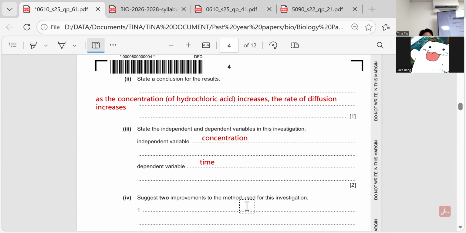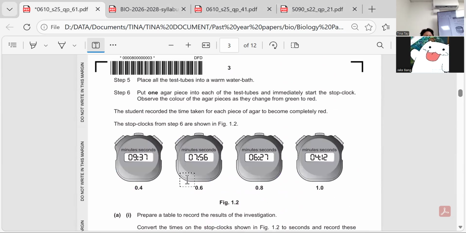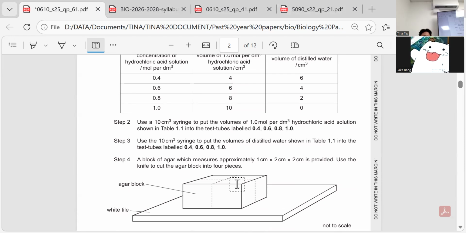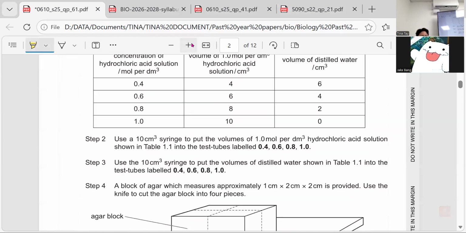So just two improvements. All right, so what did they do? Whenever they ask for improvement, you always look at the methods that they use. Okay? So what did you see as a problem? There's already one big word I can see already. That word is a very big problem.